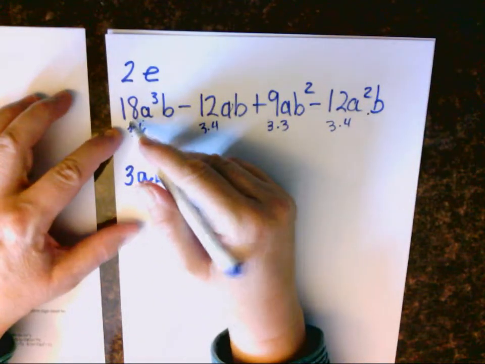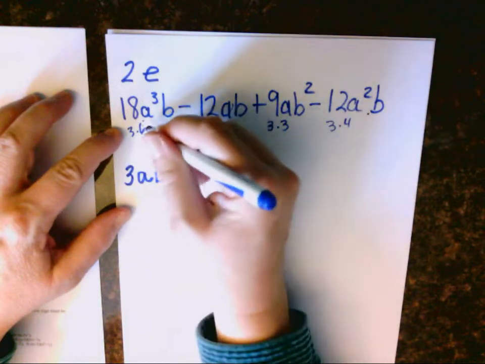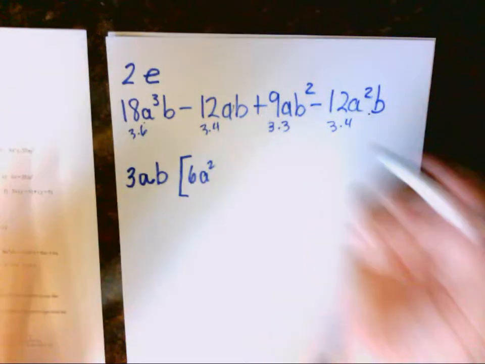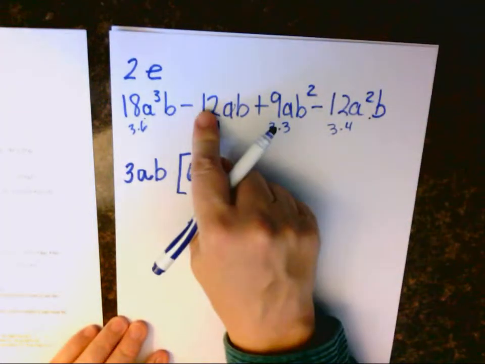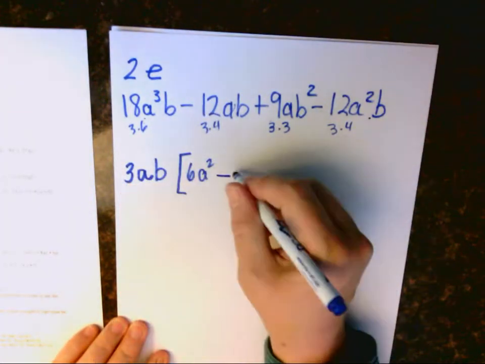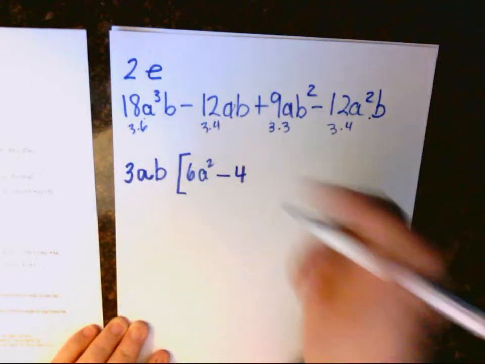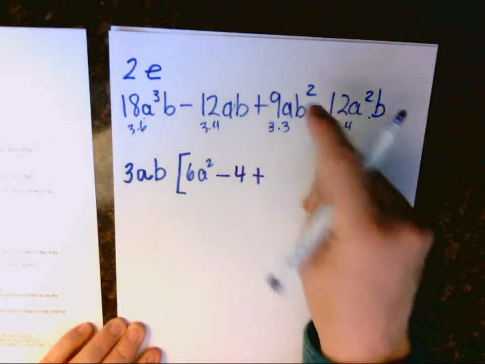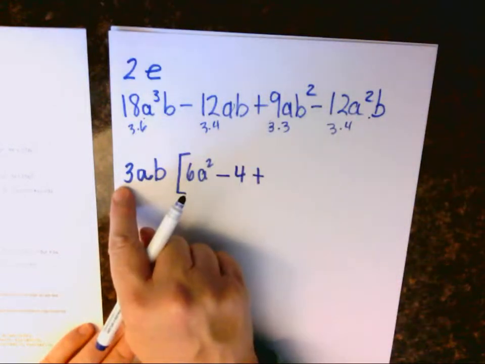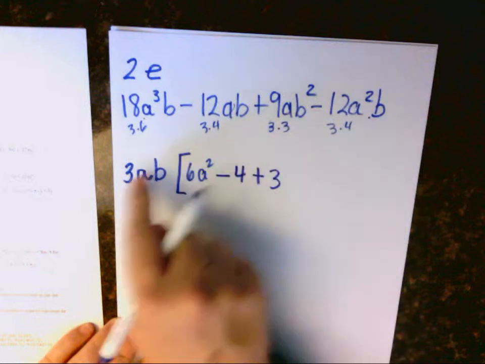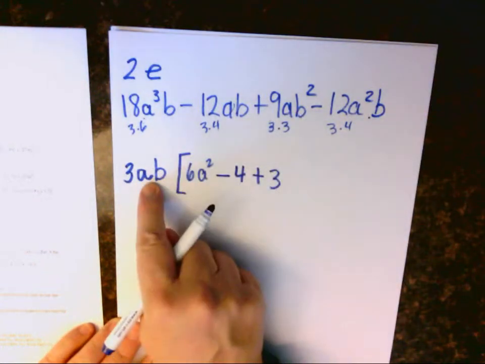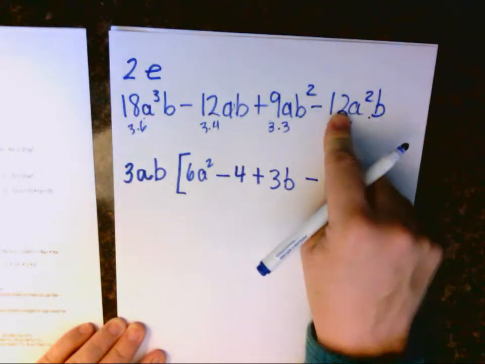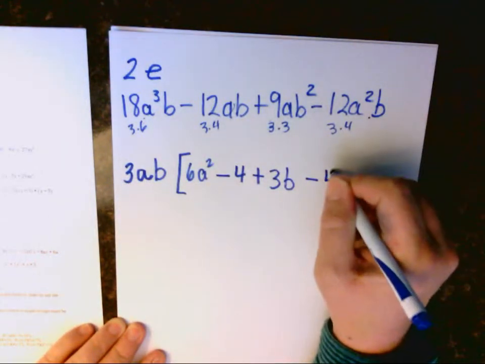So I'm taking 18, divide out the 3, gives me 6. A to the third, divide out an A, gives me A squared. B, divide the B out, the B's are gone. Negative 12 divided by 3 is negative 4. A divided by A is no A's. B divided by B, no B's. Okay, so that's fine. Plus, I take 9, divide out a 3, that leaves a 3. A, divide out the A. B squared, take one of the B's out, leaves another B here. Minus, negative 12 divided by 3 is negative 4.